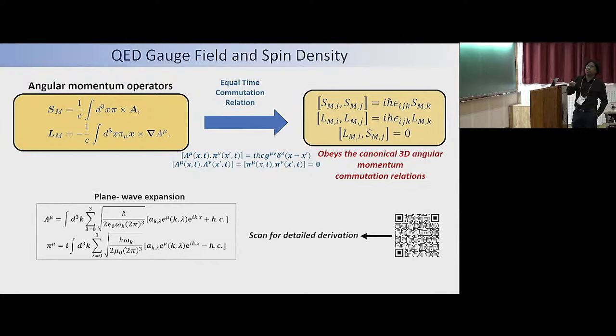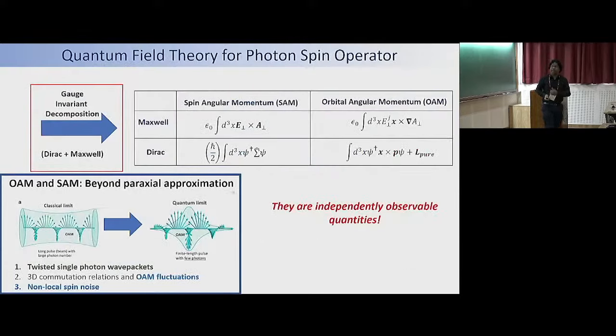So that's what we call the QED gauge field and the spin density. In case you are interested, the theory students may be interested in a more detailed derivation, if you can scan the QR code either right now or it should be there on the printout, you'll be able to see all the steps needed to actually get this result.